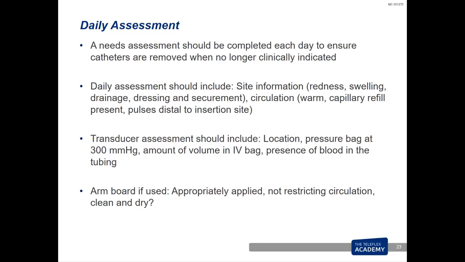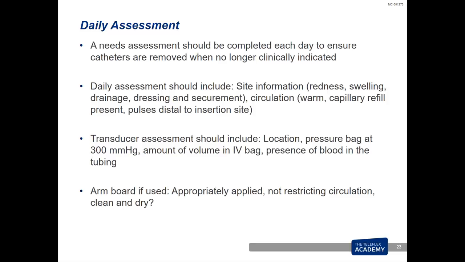1. Site information. Is there redness, swelling, drainage? Is the dressing secure, and is securement in place? Circulation. Is the circulation of the extremity warm or cold? Is there good capillary refill present? And are there pulses distal to the insertion area? And remember, this should be done on both femoral line insertion and radial line insertion.